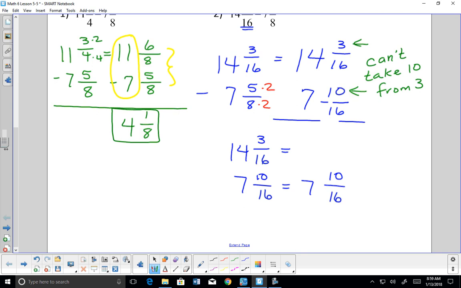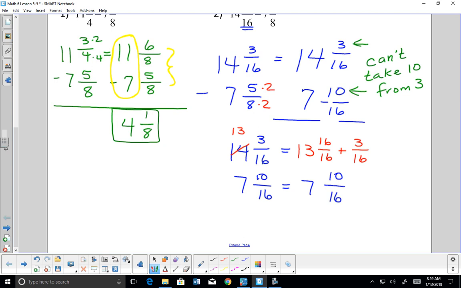I'm going to borrow 1 from the 14. If I borrow a whole number from the 14, I'm going to make that 13. So I now have 13 and 16/16 plus 3/16 because I borrowed a whole number. 13 16/16 is the same thing as saying 14.